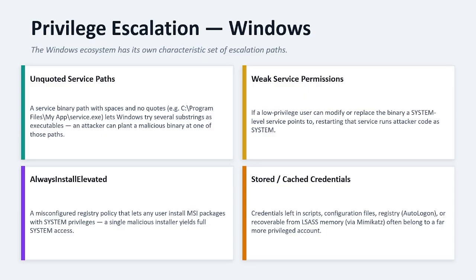There are also weak service permissions, where a user might be able to replace certain files that they shouldn't be able to. There's the AlwaysInstallElevated registry policy, which would allow a user to install MSI packages with system privileges. Typically that's not set, but it might be in a misconfigured environment. There's also stored cached credentials, which is a big one. When you have a Windows account or a Windows system, you can use Mimikatz to dump the passwords and the accounts from memory because it's just there.